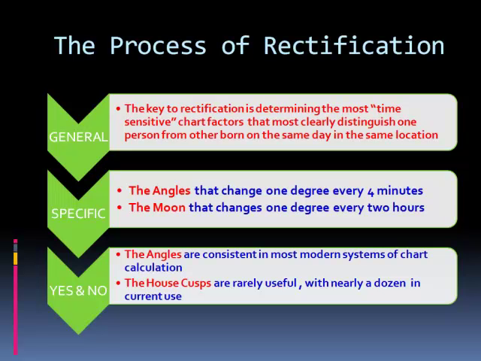Now, the key to rectification is determining the most time-sensitive chart factors that most clearly distinguish one person from another born on the same day in the same location. We know that the fastest moving factors in the chart are the angles that change 1 degree every 4 minutes of clock time, and the moon that changes 1 degree every 2 hours.